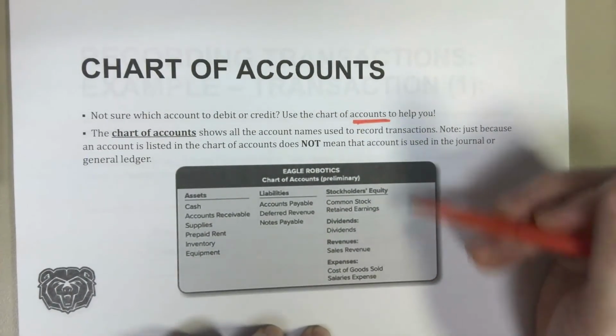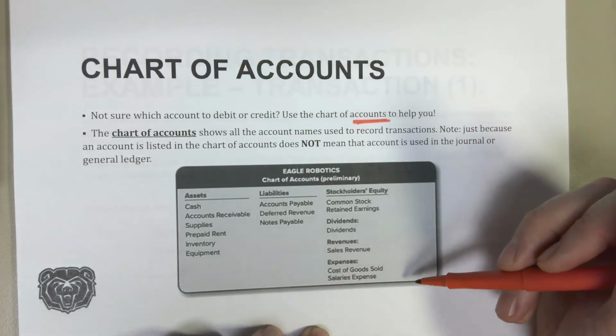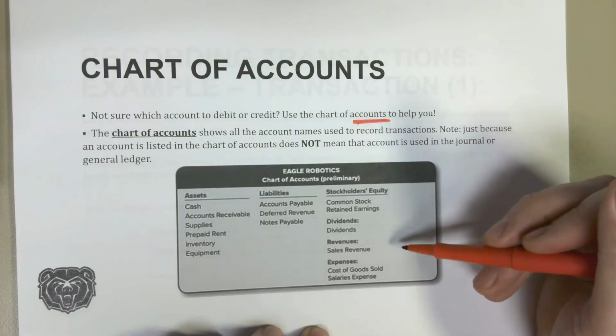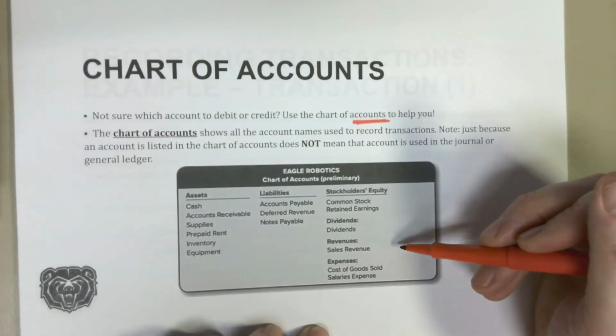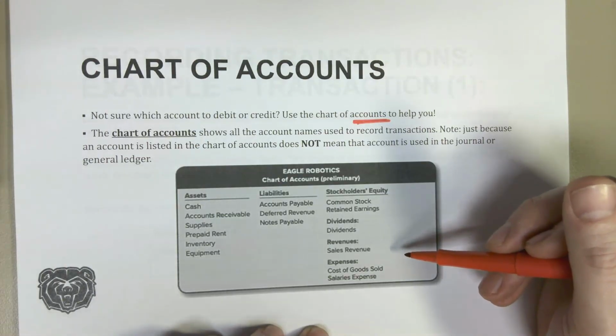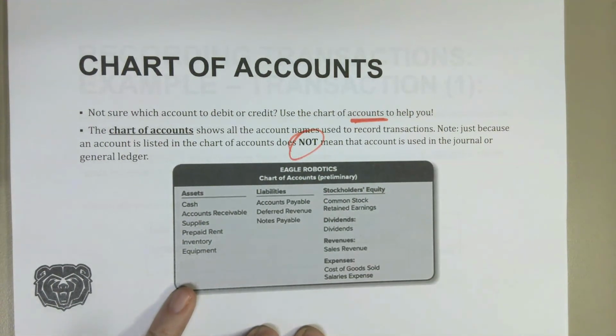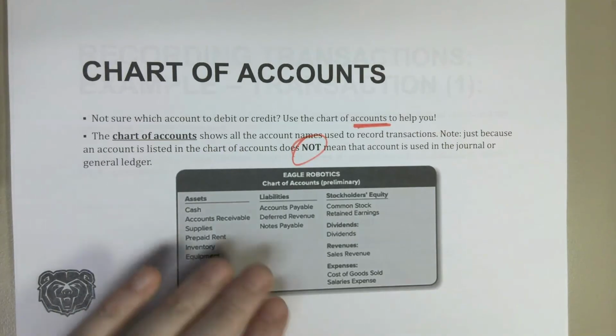This is very typically what a chart of accounts is going to look like for you. But just be aware that just because an account title is in the chart of accounts does not mean that we will use that account, okay? You don't have to use every account in your chart of accounts. When I worked at Mercy, the chart of accounts was thousands and thousands and thousands of account names. We did not use all of them, okay? So just be aware of that. It does not mean that the account is used in the journal or the general ledger. So chart of accounts is simply just a listing of all available accounts, okay?